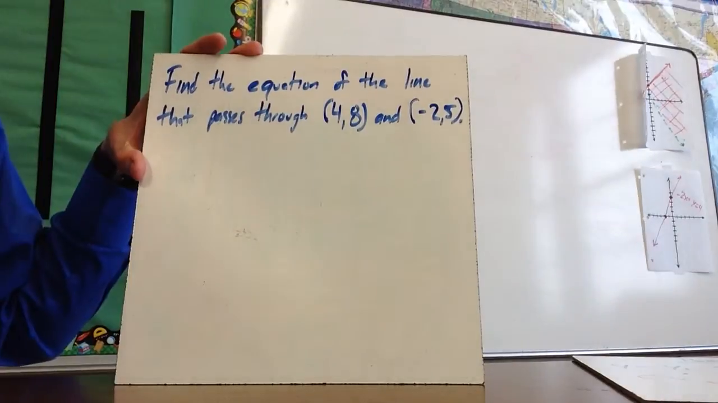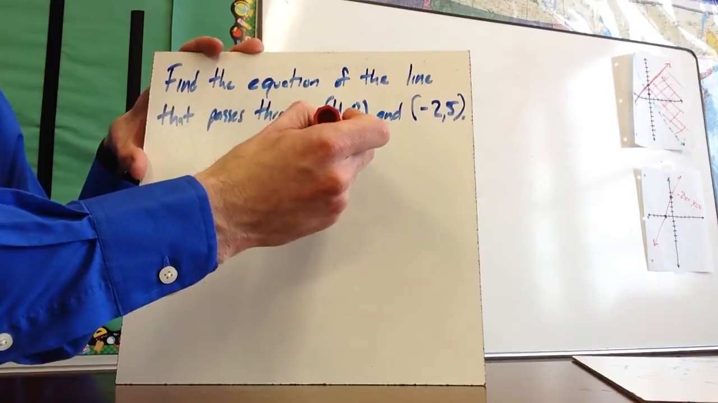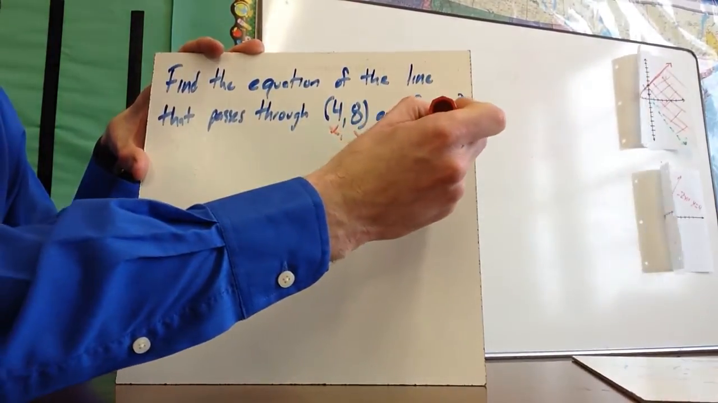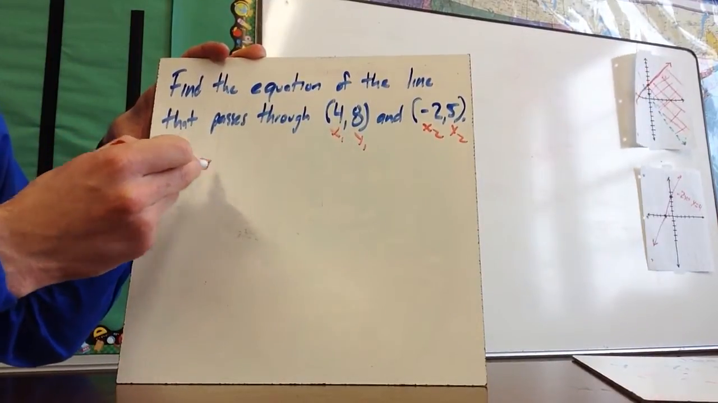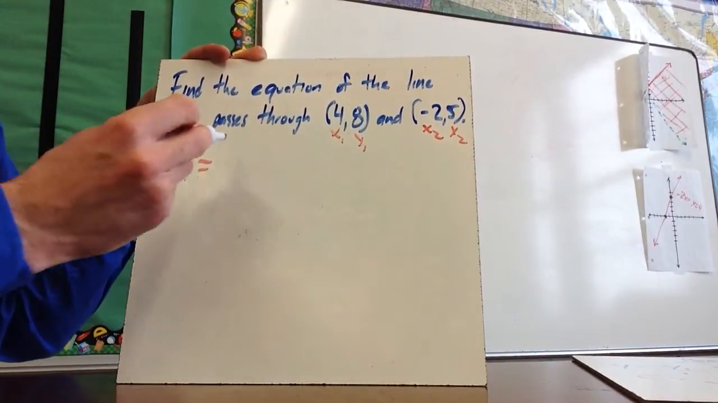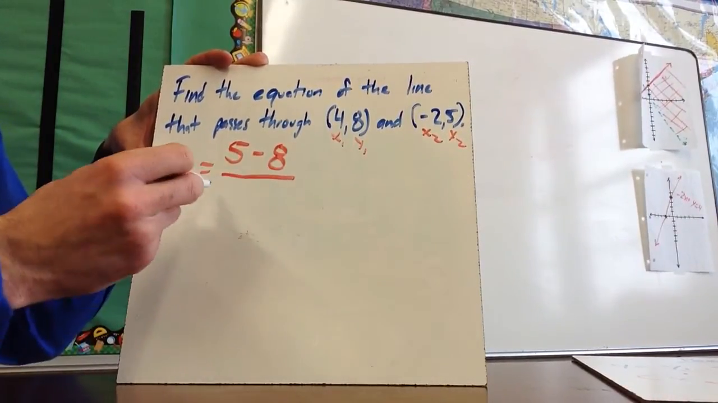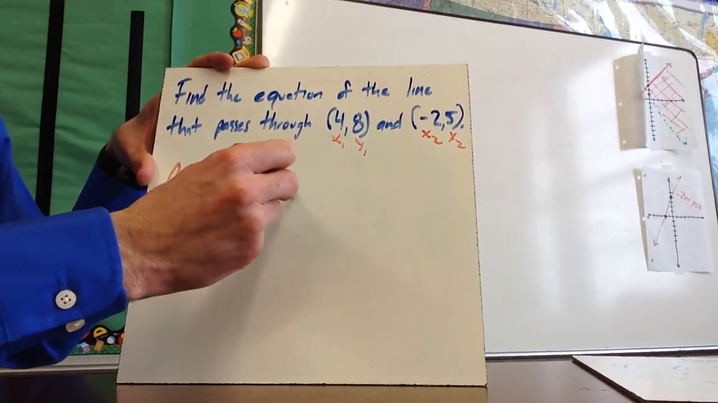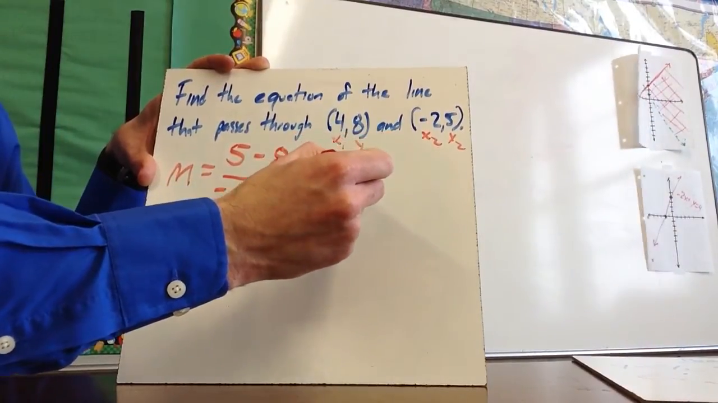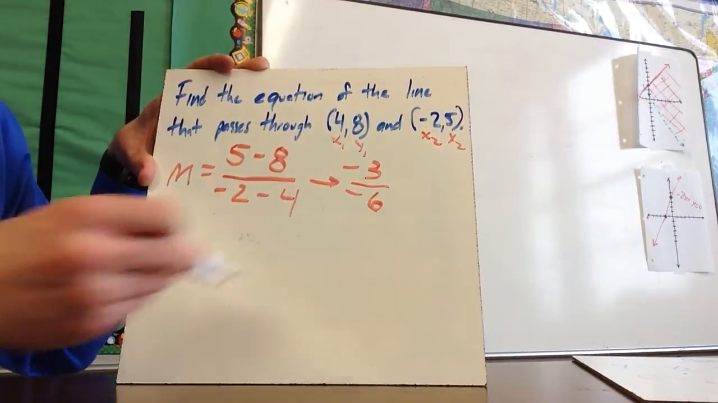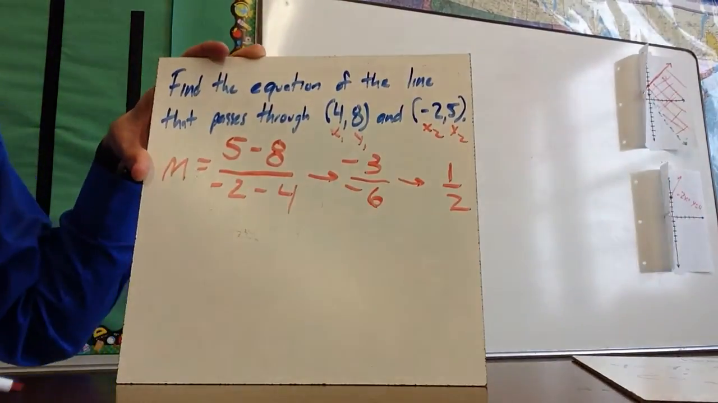So first thing I need to do, before I can find either of the two equations, I need to know the slope. So I can go x1, y1, x2, y2. Then we just talked about the formula for slope. The formula for slope is y2 minus y1 over x2 minus x1. As I simplify this, this becomes -3 over -6, and -3 over -6 is the same as +1/2. So I now know the slope of the line.